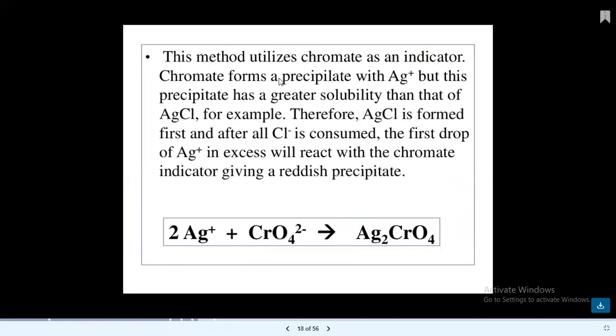This method utilizes the chromate ion as an indicator. Chromate forms a precipitate with silver, but this precipitate has greater solubility than silver chloride, as we discussed earlier. Therefore, silver chloride is formed first, and after all chloride is consumed, the first drop of excess silver will react with the chromate indicator, giving a reddish precipitate of silver chromate.